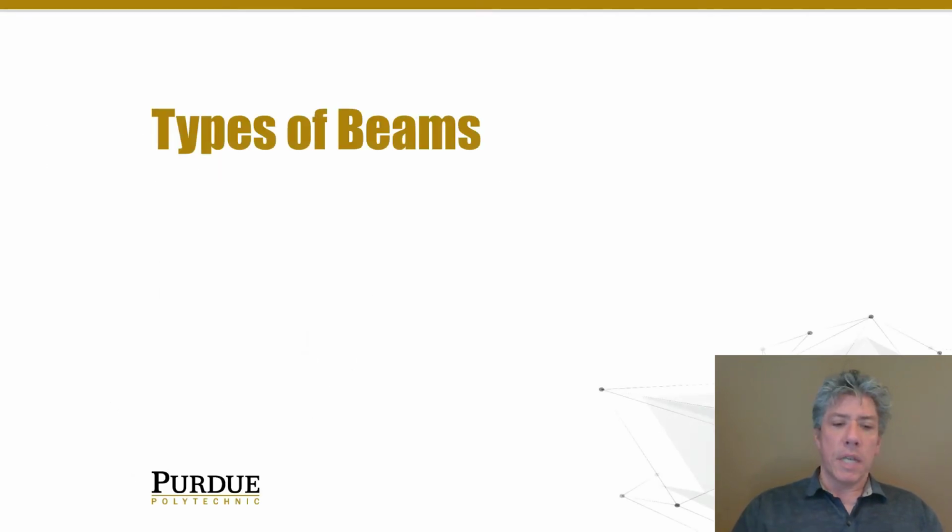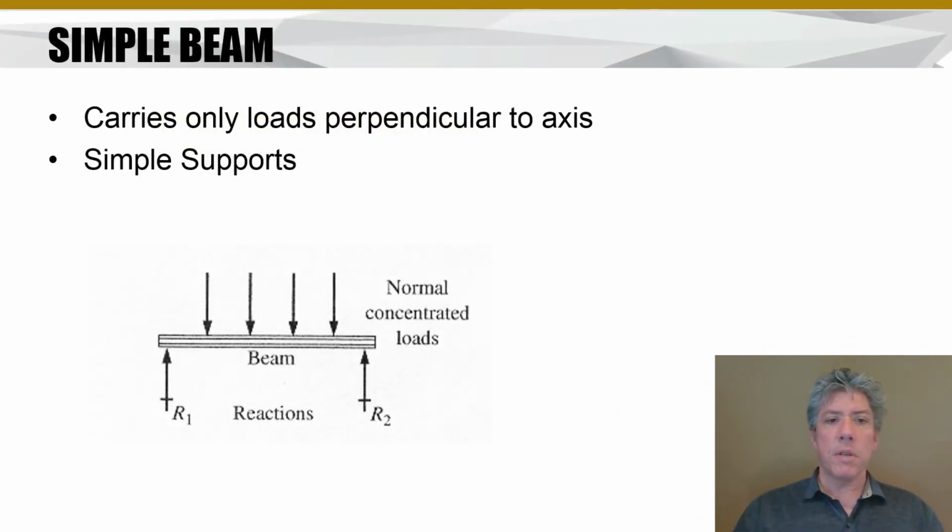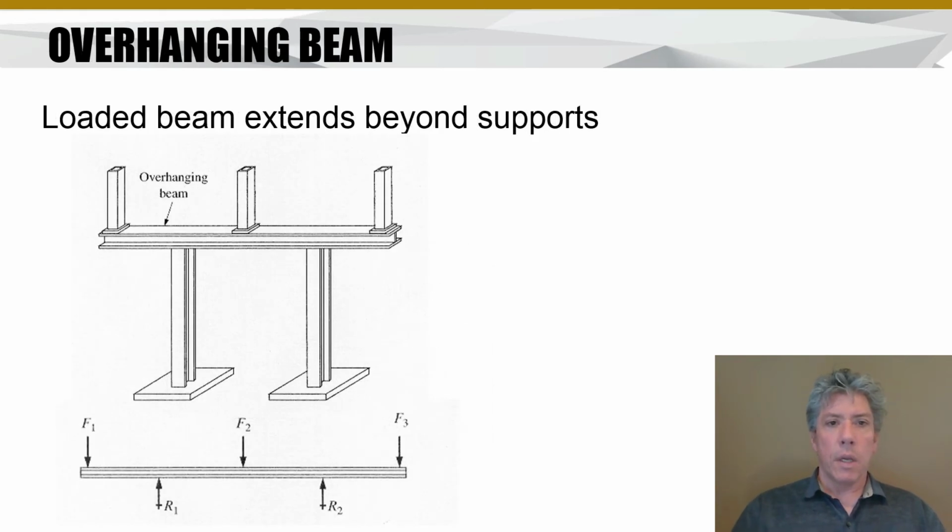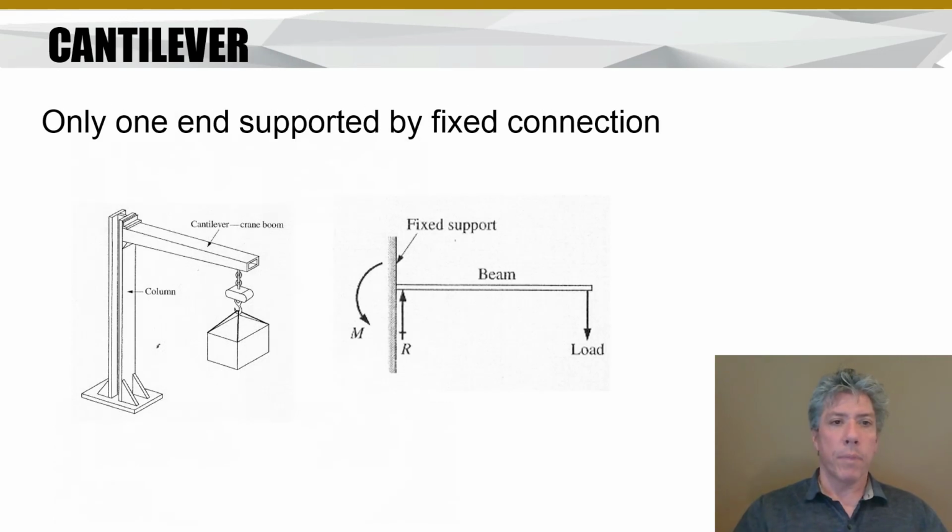Now there's a couple different types of beams we will define. First of all, there's the simple beam. This is a beam that only carries loads that are perpendicular to the axis and has simple support, so no horizontal resistance, just all perpendicular loads. Now these loads could extend beyond the supports, in which case we'd call it an overhanging beam. So you see here a couple of supports in the center with reaction forces R1, R2, and then the loads to be supported, F1, F2, and F3. Well, F1 and F3 overhang the supports.